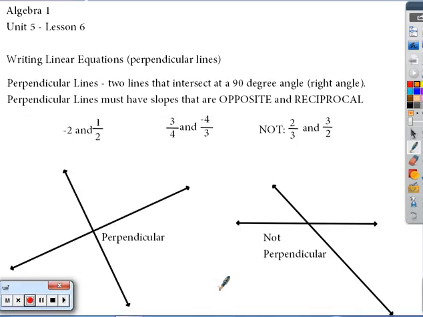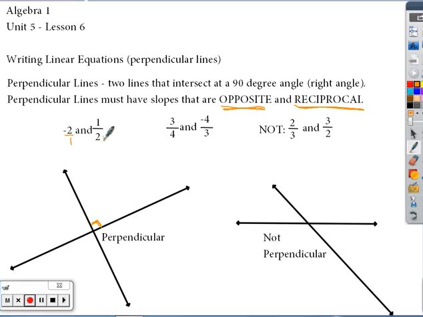For writing equations of perpendicular lines, the couple ideas we have to know here: two lines intersect at a 90-degree angle, a right angle, that means they're square. So this is squared in the corner here. And perpendicular lines must have slopes that are opposite and reciprocal. Two key words, opposite and reciprocal. Both have to be true.